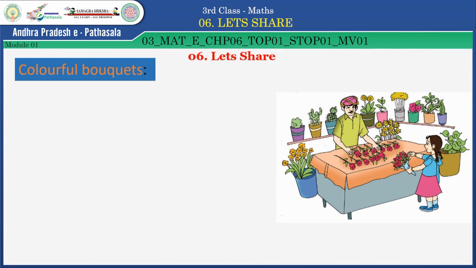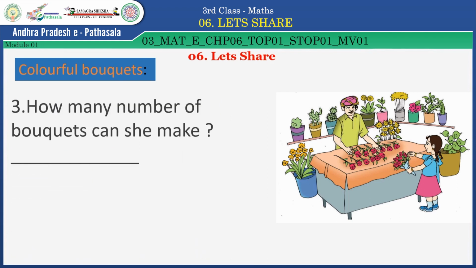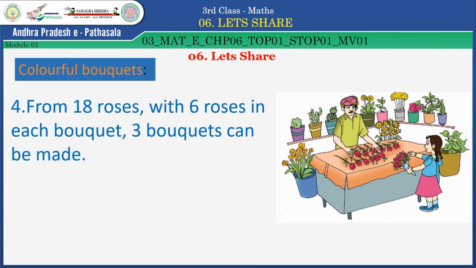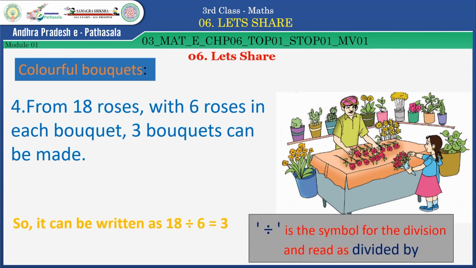The third question is, how many bouquets can she make? Option A 4, option B 5, option C 6, option D 3. The right answer is option D, 3. That means from 18 roses with 6 roses in each bouquet, 3 bouquets can be made. It is written as 18 ÷ 6 = 3. ÷ is the symbol of division and it is read as divided by.